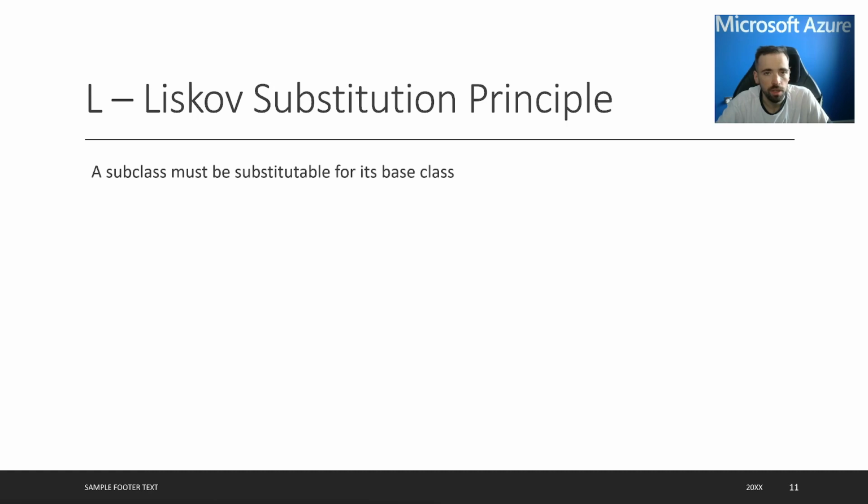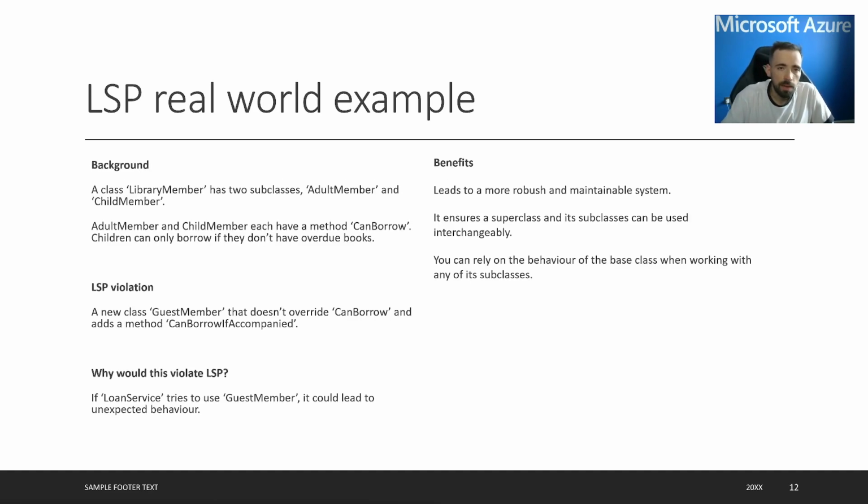The next principle is the Liskov substitution principle, and this means that a subclass must be substitutable for its base class. In the example of our library management application, we've got a class called LibraryMember that has two subclasses, AdultMember and ChildMember. AdultMember and ChildMember each have a method canBorrow, and the rules of the business are that children can only borrow if they don't have overdue books.